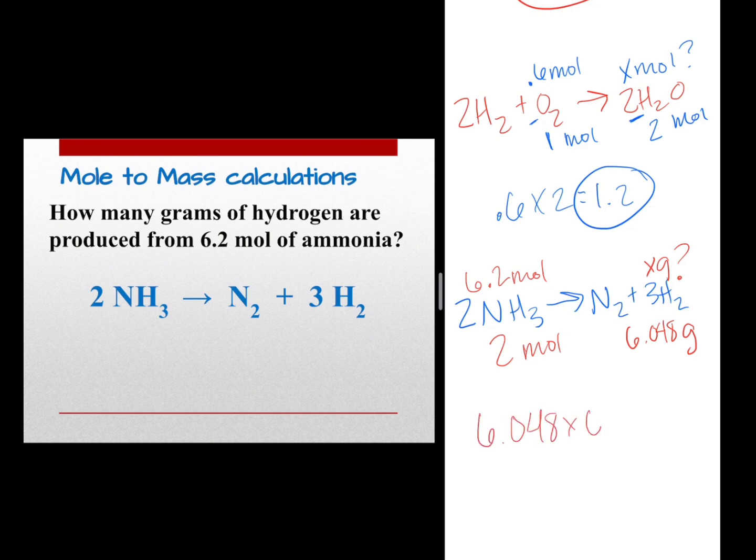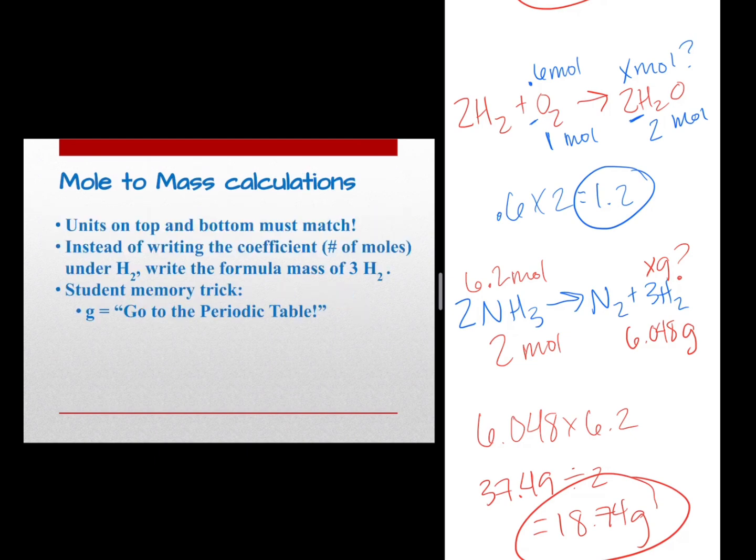We're going to multiply this number times 6.2, which is 37.49. I'm going to divide that by 2. And I got 18.74. My unit is grams because that's what the question was asking for.